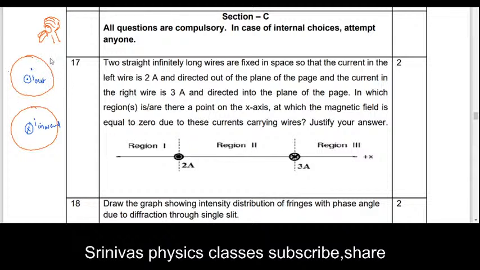According to the Maxwell right hand rule, can you tell the magnetic field around a current carrying wire in which the current is outward, whether it is clockwise or anti-clockwise? You have to use the right hand rule. It is clockwise. Here the field is clockwise. Here it is anti-clockwise.